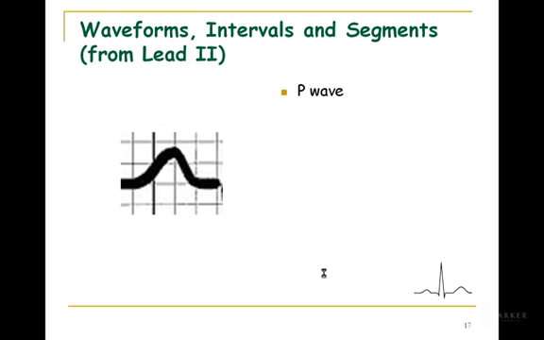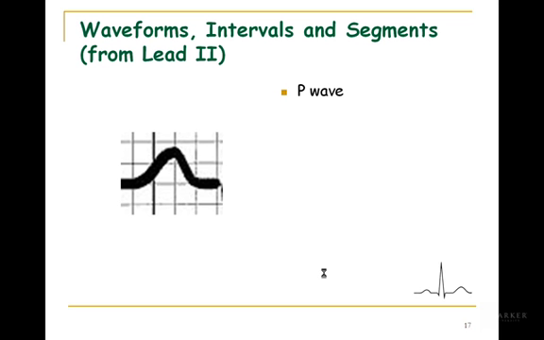So let's go through the various waveforms and segments and intervals. Do you have a table in your notes? It's a very good idea to review that table in the notes. Have it down, because once we start doing abnormal, you need to have the normal in your head to be able to understand the abnormal. Okay? So let's do the P wave first.